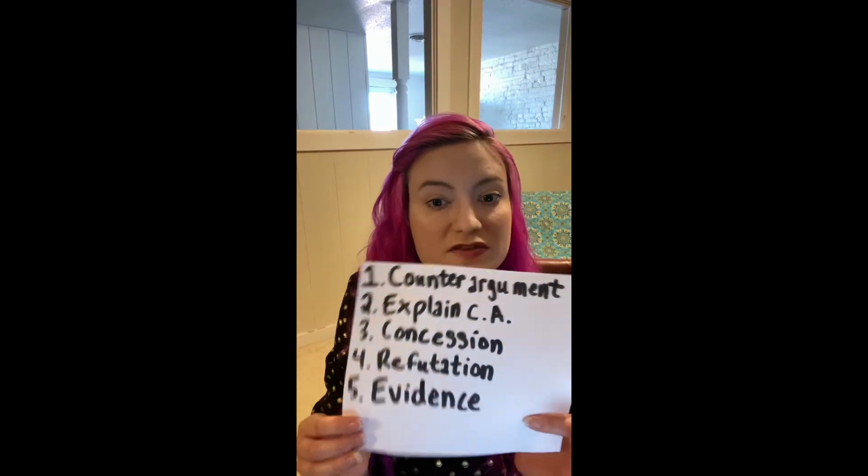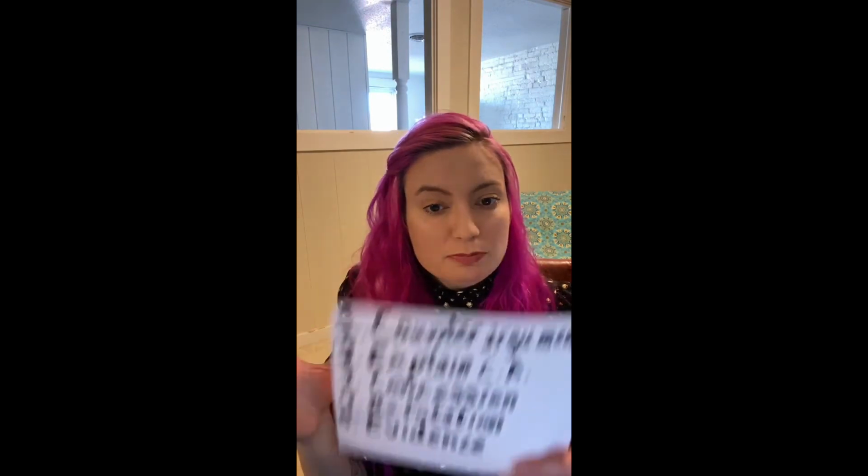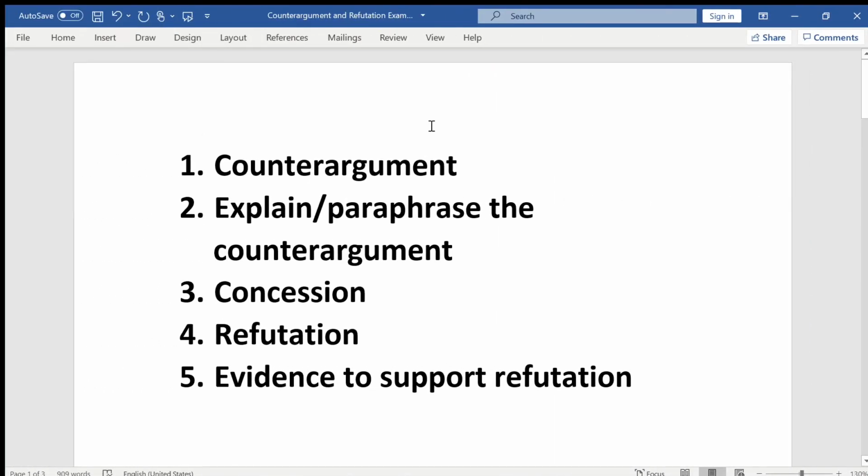So those are our 5 steps. This doesn't mean that you can't put other things in your counter-argument and refutation paragraph, but these are the 5 things that I recommend that you have to have, bare minimum, okay? So try to put these in and see how your counter-argument and refutation paragraph goes based on putting those in your paragraph. Now we're going to take a look at an example. I'm going to walk you through the steps of the counter-argument and refutation paragraph. So just to reiterate, first is the counter-argument, then you explain or paraphrase the counter-argument, you put your concession in, your refutation, and then evidence to support your refutation.